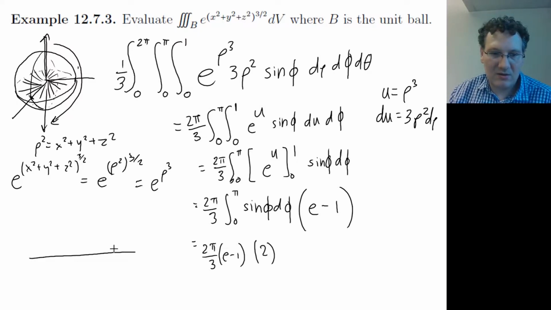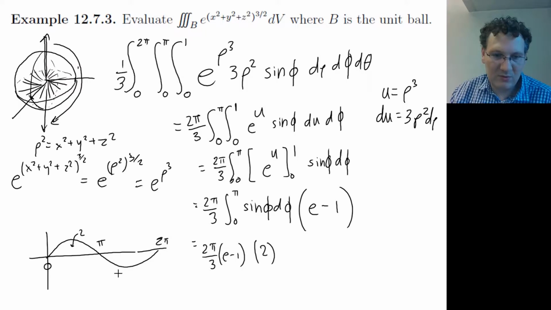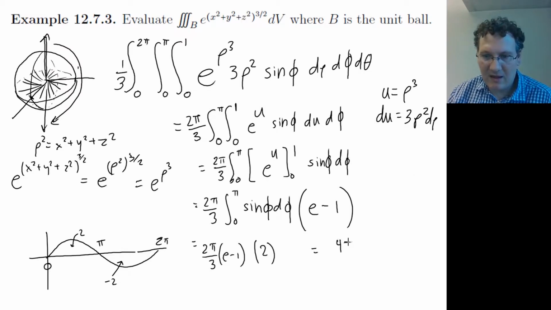Because as you know, if you take the sine function from 0 to pi, there's an area of 2 in here. That's a little shortcut that's useful, knowing about the area under the curve for the sine function. So anyway, that's 2, and so altogether we got 4 pi over 3 times e minus 1.